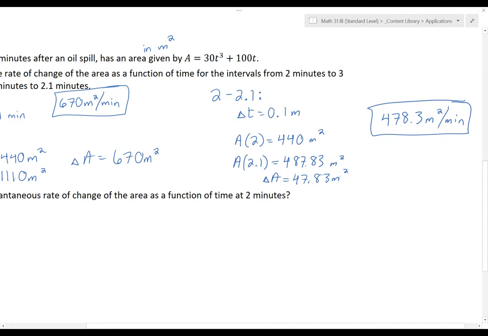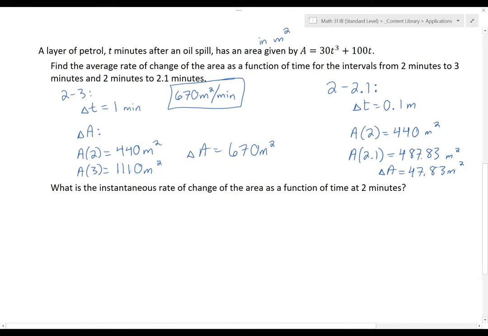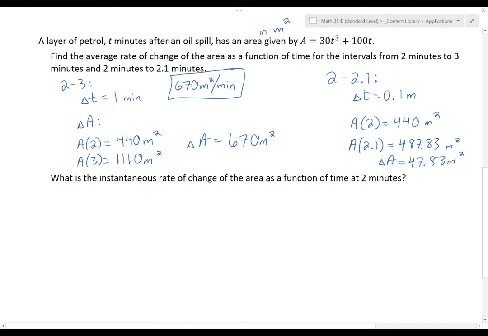So the average rate of change is very different depending on the interval that I choose, but both intervals started from 2 minutes. What this tells me is that this is probably growing more rapidly as time goes further on. But if I want to find the instantaneous rate of change as a function of time at 2 minutes, for this I want the derivative. Now, again, I could use a limit. I mean, we've just been sort of seeing the approach here. I'm expecting my answer to be closer to the 478 than to the 670, but I need the derivative here.